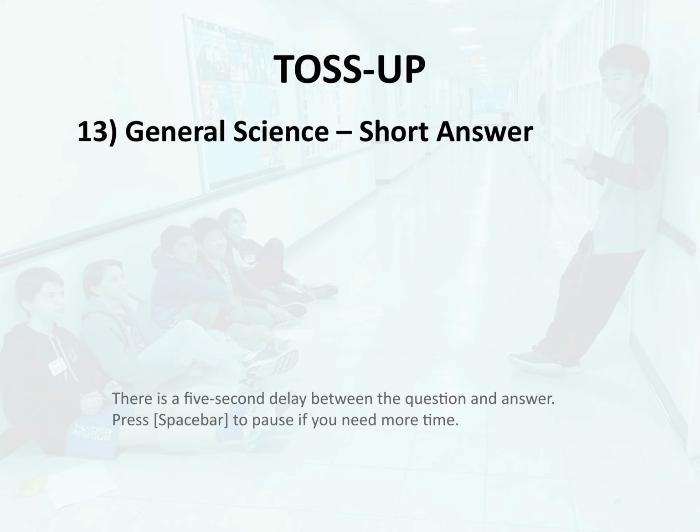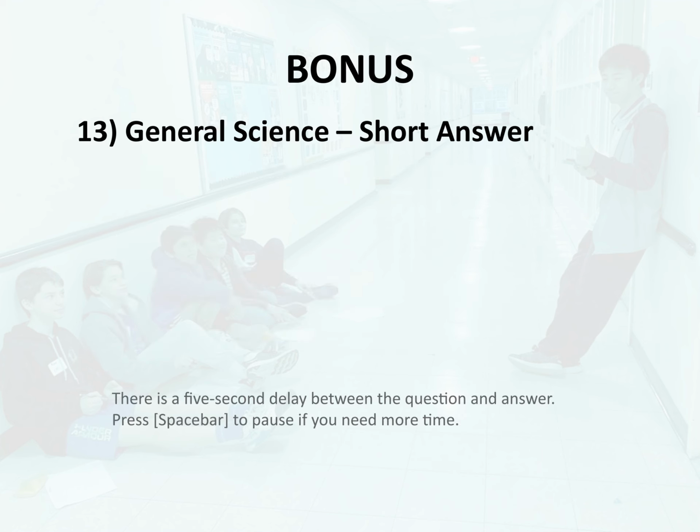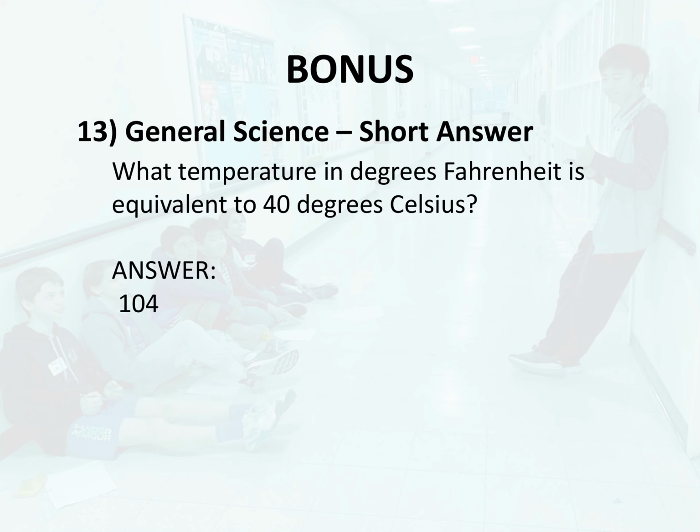Toss-up 13. General science, short answer. What does a tachometer measure? Answer: rotational motion. Bonus 13. General science, short answer. What temperature in degrees Fahrenheit is equivalent to 40 degrees Celsius? Answer: 104.